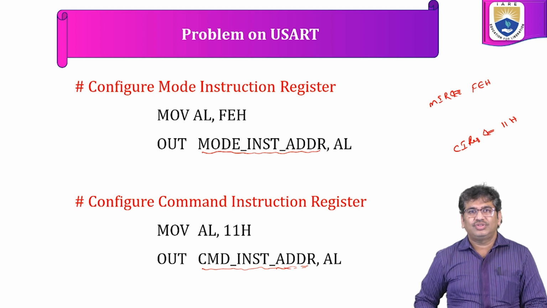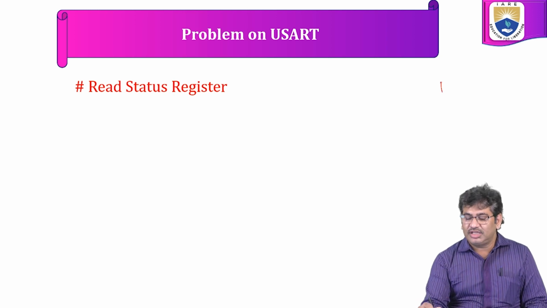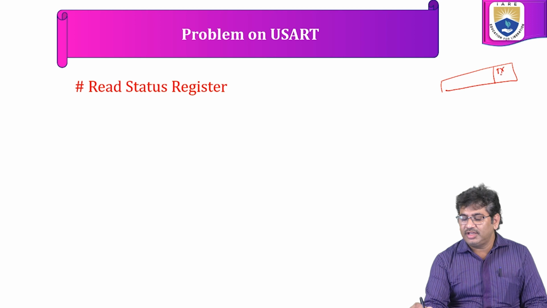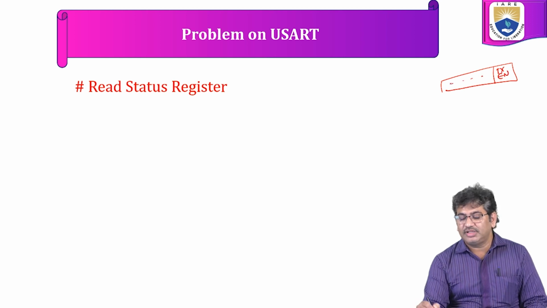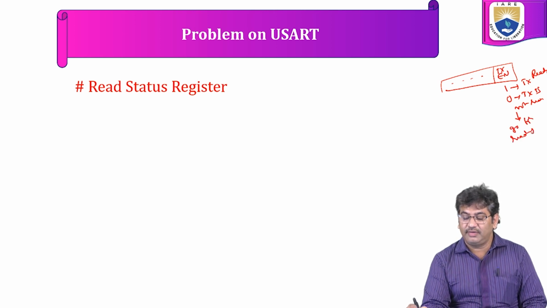Then we have to check whether the transmitter is enabled or not. For that, we have to read the status register. In this status register, the LSB is for transmitter enabled. The remaining bits correspond to other activities. For transmission, we have to check whether this bit is 1 or 0. If the LSB is 1, it indicates the transmitter is ready, so we can transmit the data. If it is 0, the transmitter is not ready. In that case, go for reading the status register again.